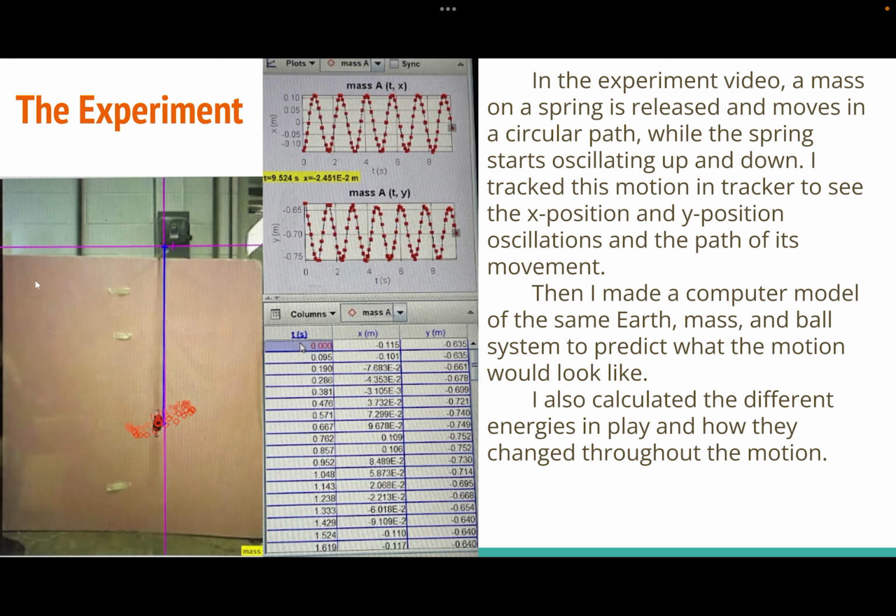In the experiment video, a mass on a spring is released and moves in a circular path while the spring starts oscillating up and down. I tracked this motion in Tracker to see the x position and y position oscillations and the path of its movement. Then I made a computer model of the same Earth, mass, and ball system to predict what the motion would look like. I also calculated the different energies in play, and how they changed throughout the motion.